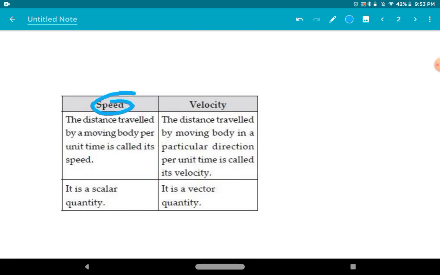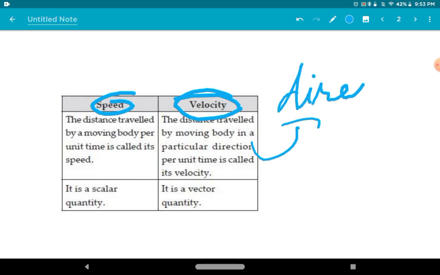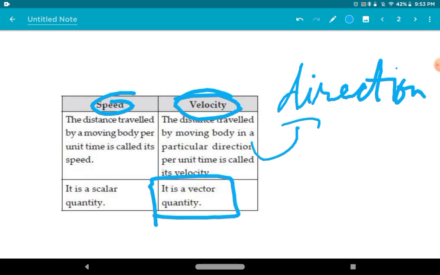Like speed and velocity are very related. The only thing is that in velocity the direction is considered. Like it is a vector quantity: velocity is a vector and speed is a scalar quantity. So that is the main difference.